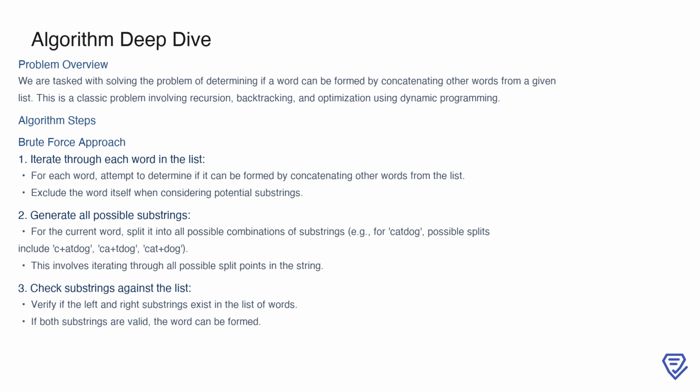To solve the problem of determining whether a word can be formed by concatenating other words from a given list, we can start by understanding the brute force approach. The first step is to iterate through each word in the list and check if it can be formed by concatenating other words, excluding the word itself.